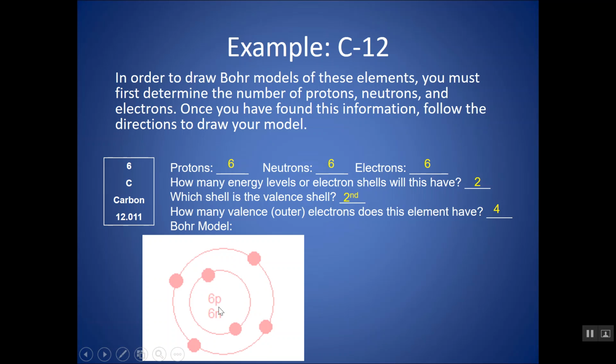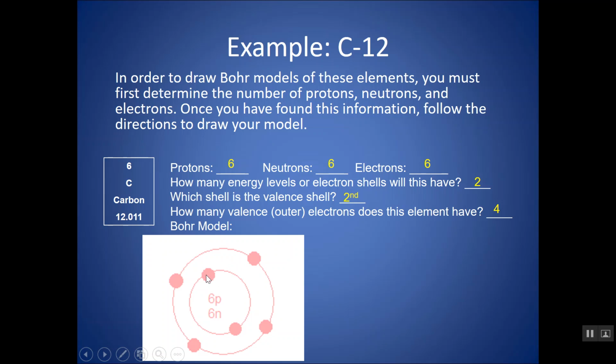I have the protons and neutrons in the nucleus. Whether you enclose that in a circle or not is up to you. I have the first energy level closest, which holds a maximum of 2, and then I have 4 more electrons I need to add up to 6, so I put those 4 in an outside shell. Some people tend to group their electrons into pairs, and that's completely fine too. I don't care which way you do it at this moment. And that would be carbon 12.